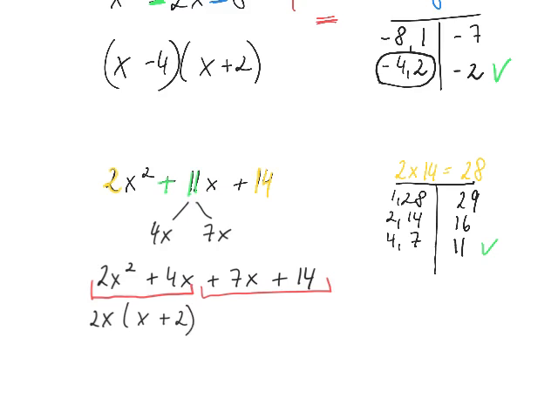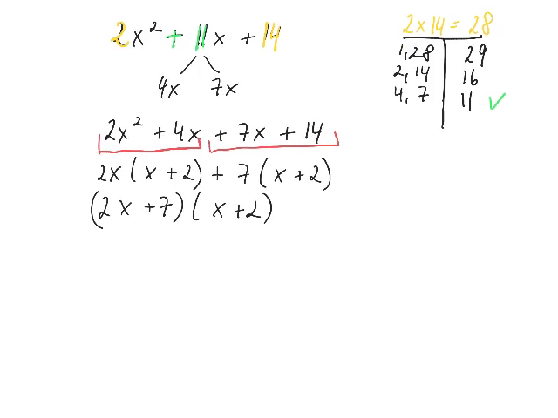Look at the second part. Put a plus here. I can take out a 7. If I take out a 7, I am left with x, and 14 divided by 7 is 2. And then I have my two brackets. 2x plus 7 is one, and x plus 2 is the other.